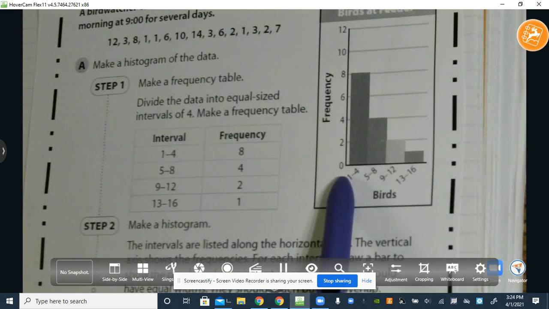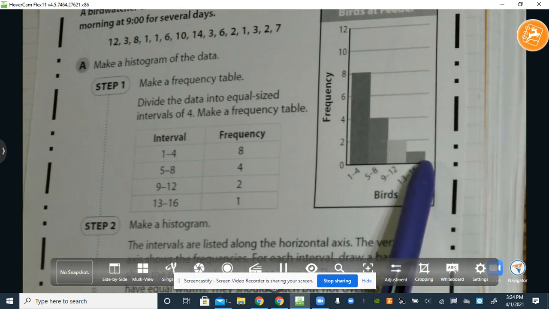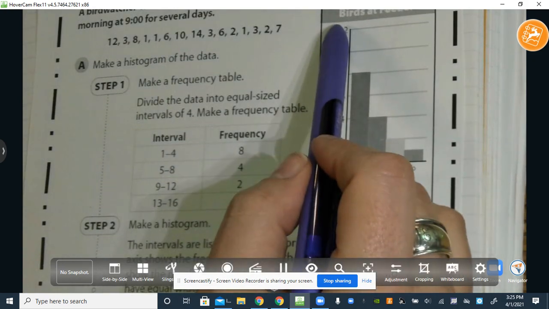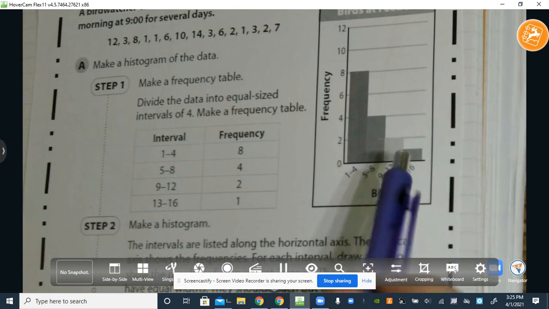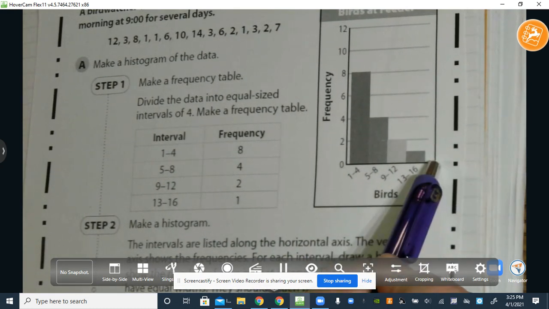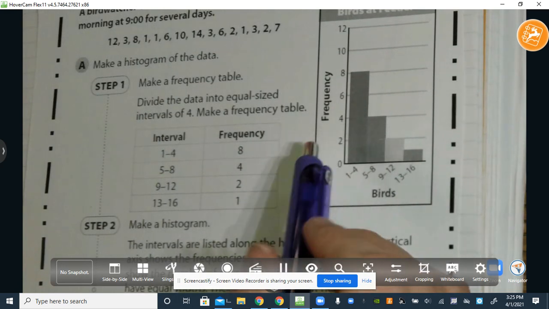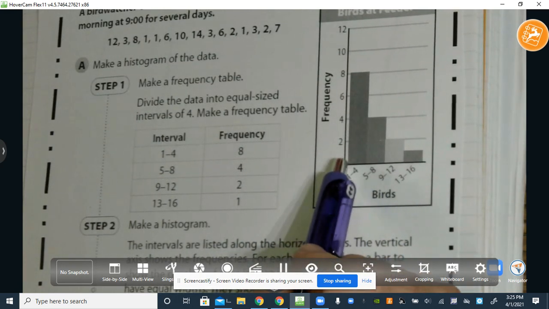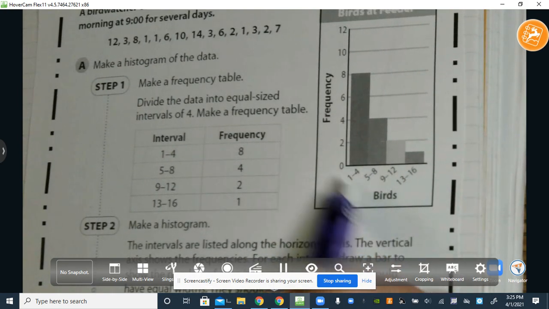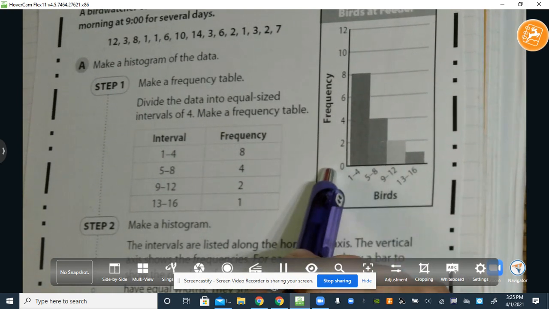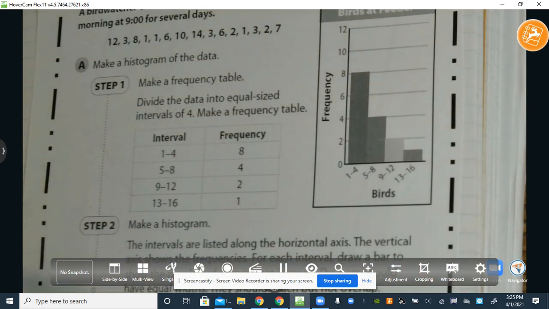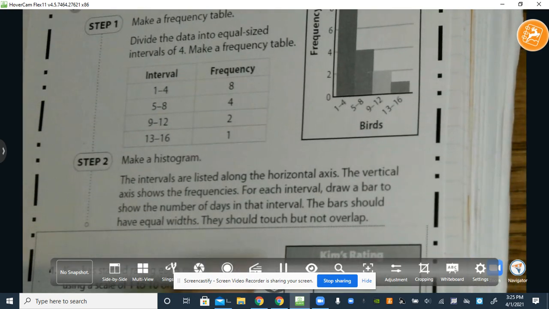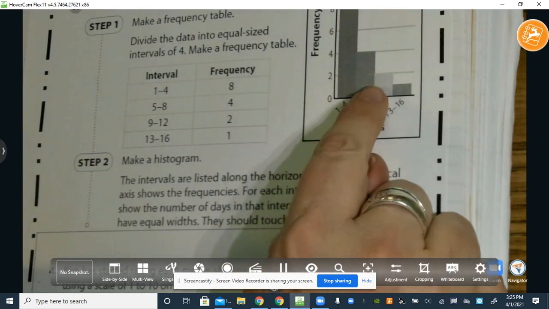My intervals are my independent. My frequency is my dependent. Sorry, flip that around. Your birds, your range is your intervals, that's your independent. Your frequency, the amount that they occur, is your dependent. Okay? So here they made a histogram. Do you see how each of the bars touched?